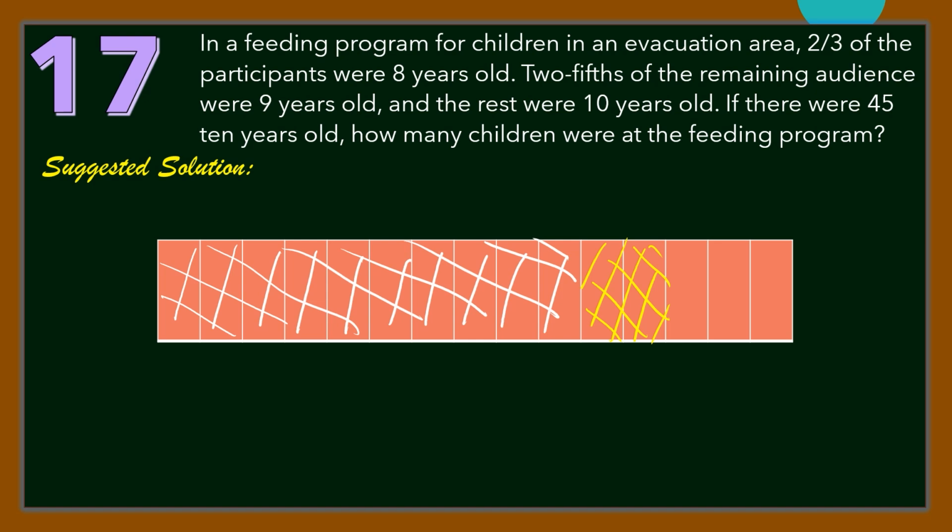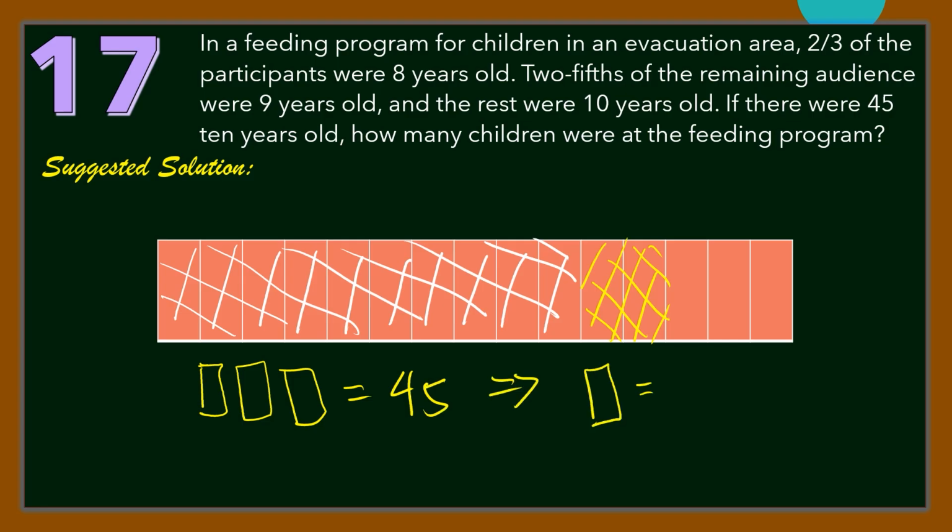So this is equal to 45. Three parts of the block is equal to 45. Therefore, each part of the block is equal to 15 children. And since there are originally 15 parts of this whole block representing the number of children who participated in the feeding program, then the total number of children will be 15 times 15, that is 225 children.